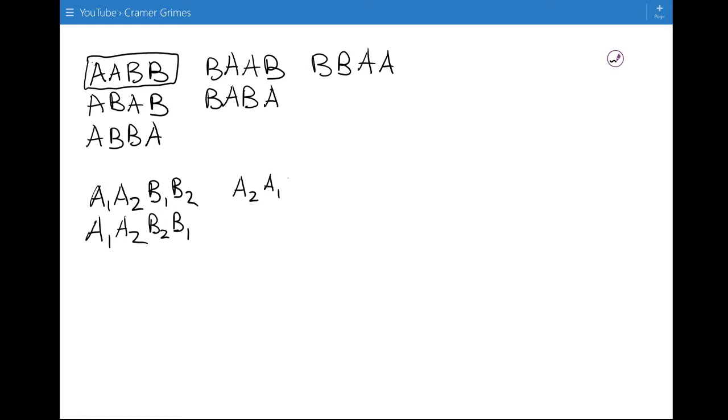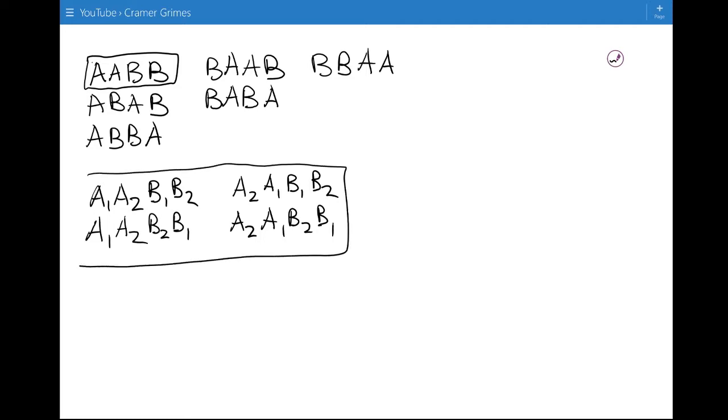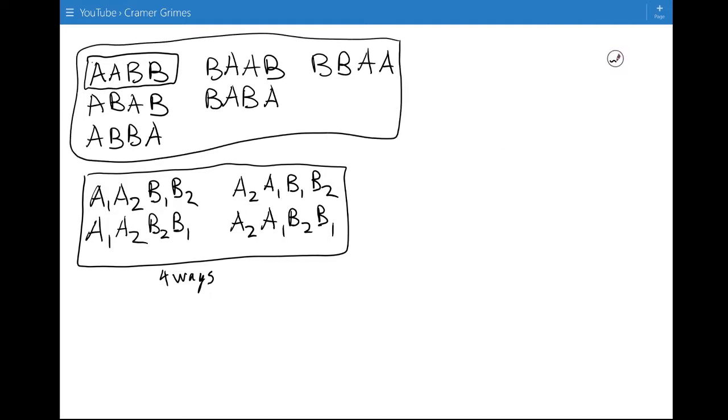A2, A1 first, then we can have B1, B2, A2, A1, B2, B1. Now, when I'm distinguishing between the two A's and the two B's, that gives me 4 ways. Okay? That means for each one of the 6 that we have up here, where we couldn't distinguish between the two A's and the two B's, each one of those has 4 additional arrangements that we could think about.